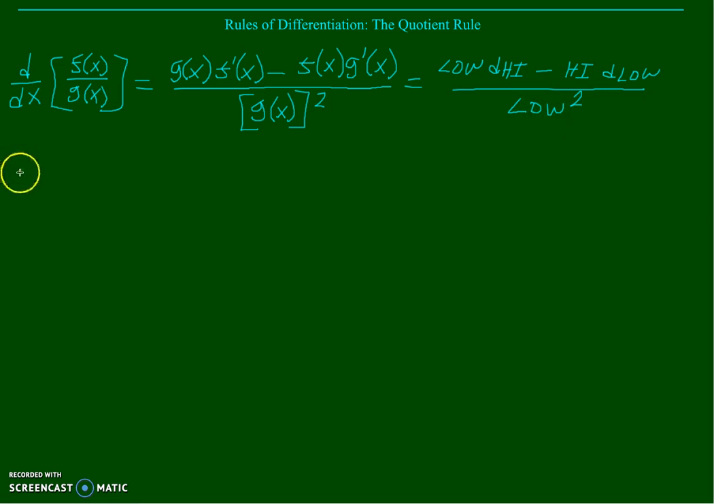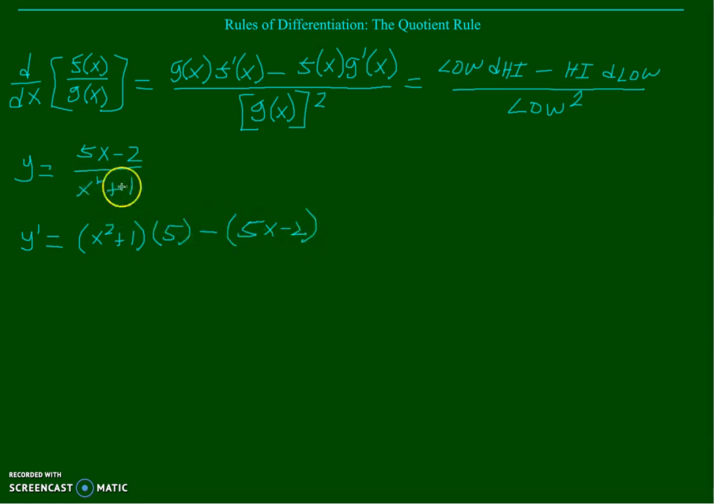So let's try to put this to use in a simple example. Let's say y equals 5x minus 2 over x squared plus 1. To do the derivative then, we have y prime equals low, which is x squared plus 1, d high, the derivative of the high function, which is simply 5, minus the high function, 5x minus 2, times the derivative of the low, which is 2x, and that's all over the low function squared.